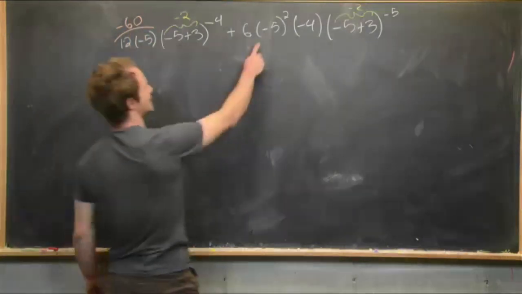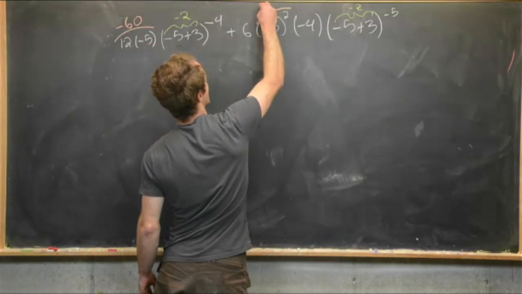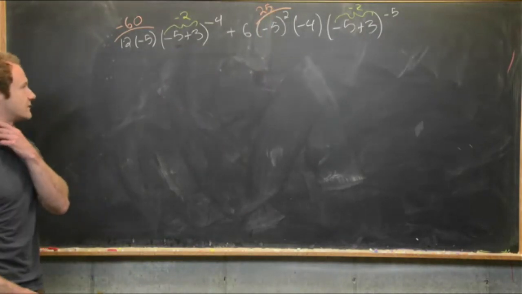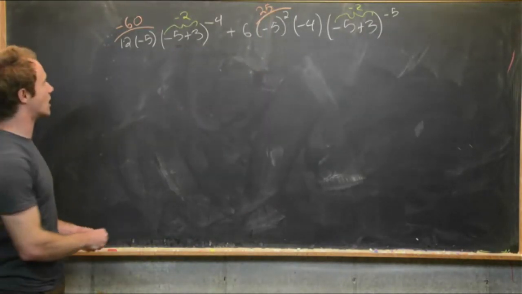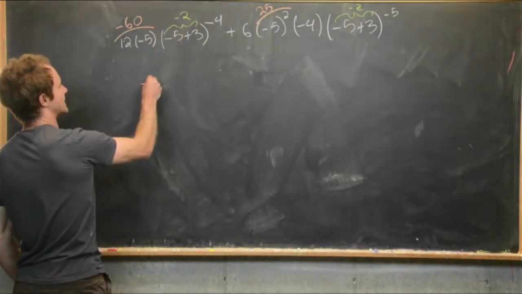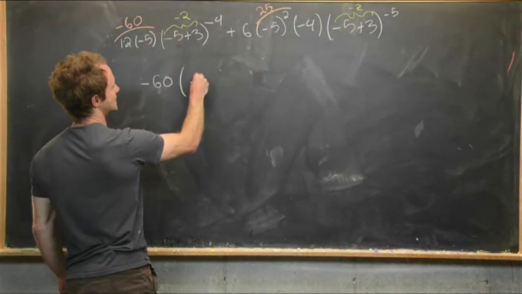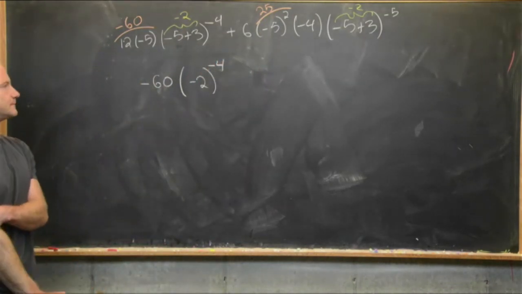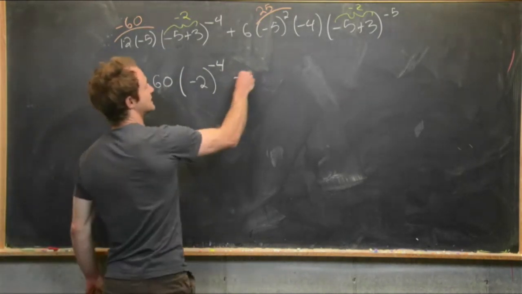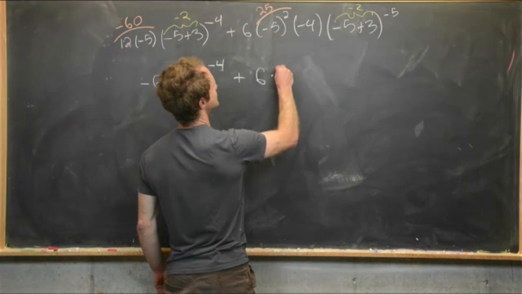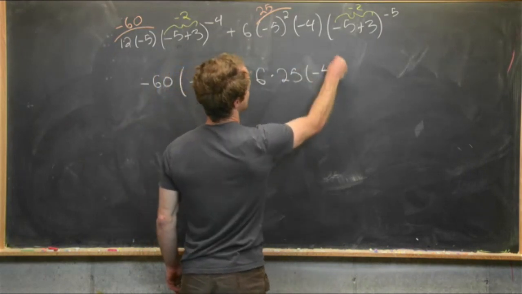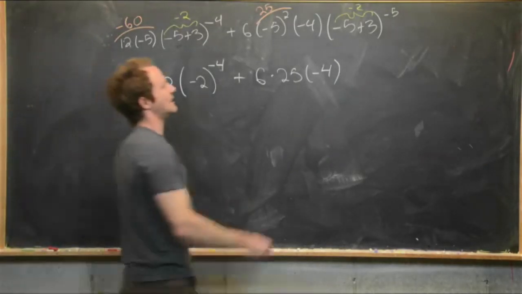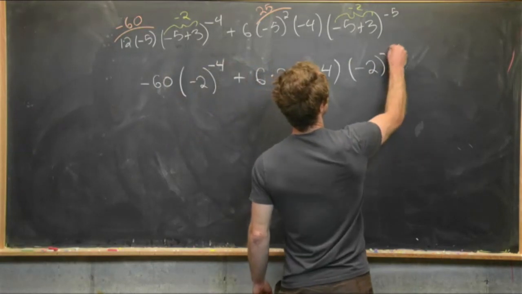And then we can do the same kind of thing over here. Maybe we'll do this negative 5 squared, which is positive 25. Whenever you square a negative number, you get a positive number. Okay, so now let's see where we are. This big first term here is negative 60 times the quantity negative 2 to the negative 4. And then the second term is 6 times 25 times negative 4. I just took that square so far. That's all I did. And then I have a negative 2 to the negative 5.